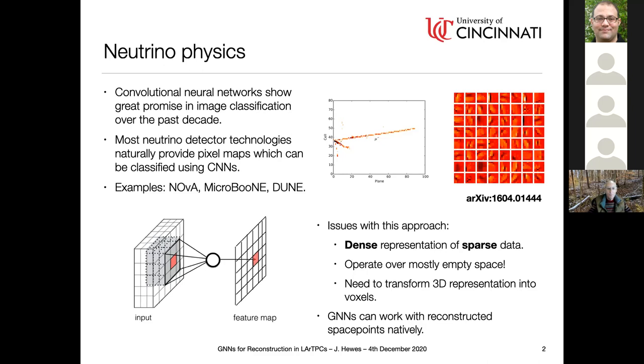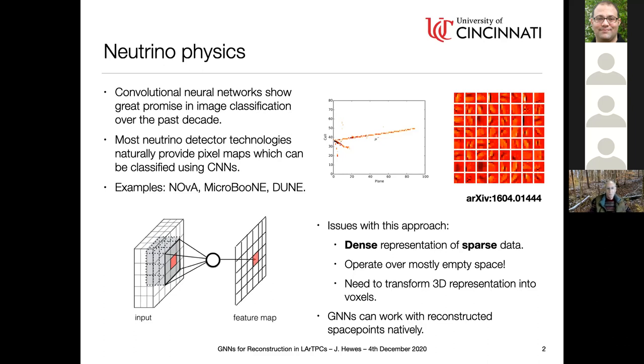And these kinds of techniques are being used all across neutrino physics. So MicroBooNE, which is a short baseline experiment at Fermilab, is also developing a lot of techniques. And also a lot of people are developing things for DUNE, which I'll explain what DUNE is in a minute. The thing I want to highlight here is a lot of these techniques, these CNN techniques, take this data, which is what we call locally dense but globally sparse.